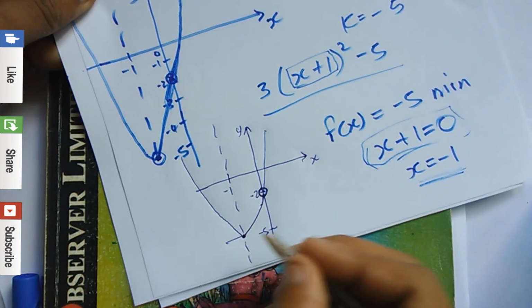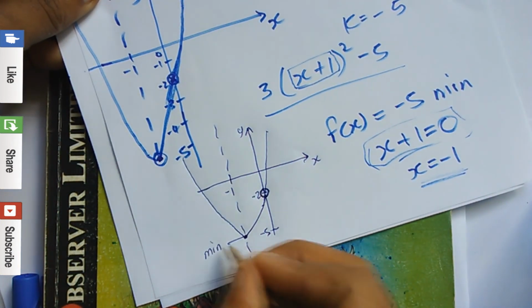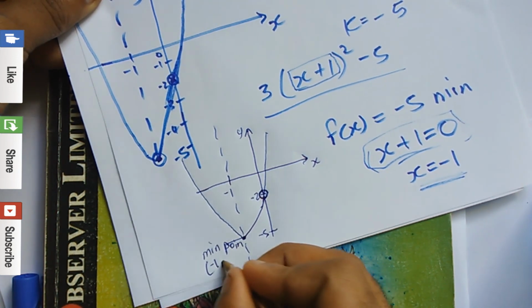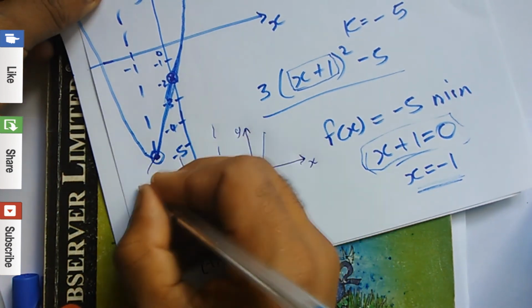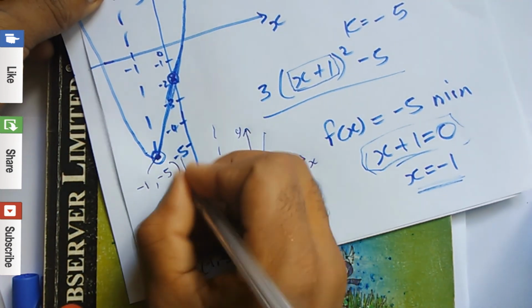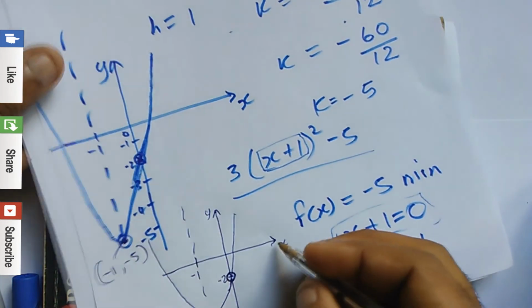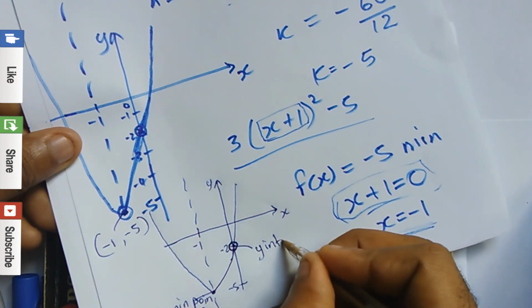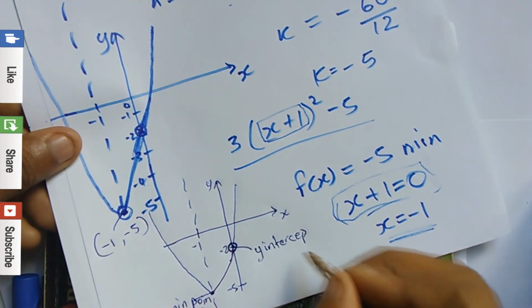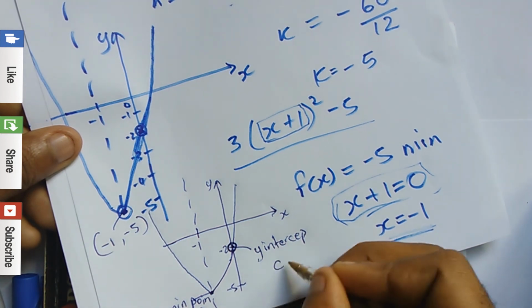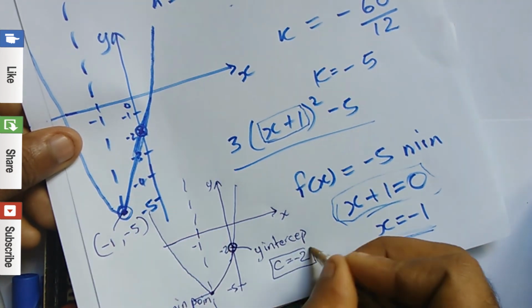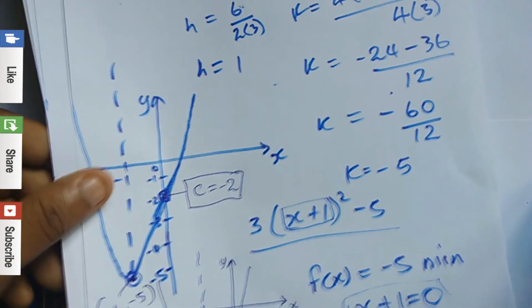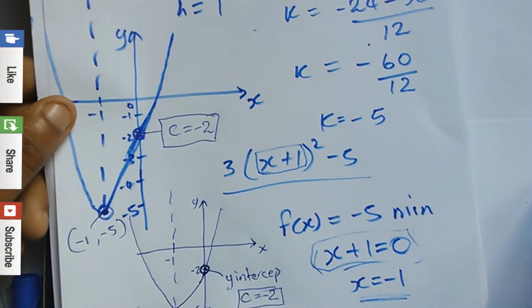So remember this. We are showing this is the minimum point, min point, and the coordinates for the min point is negative 1 and negative 5, which is right here. Remember, negative 1 and negative 5 is the coordinate for the minimum point, and the y-intercept would be right here. The y-intercept would be c equal to negative 2. So remember, c represents the y-intercept, which is right here, c equal to negative 2. So that is how the graph would look when you sketch it.